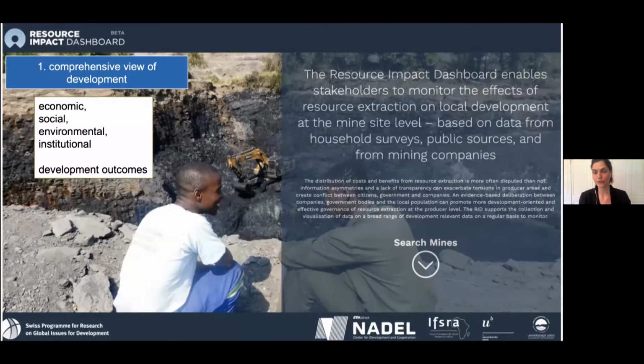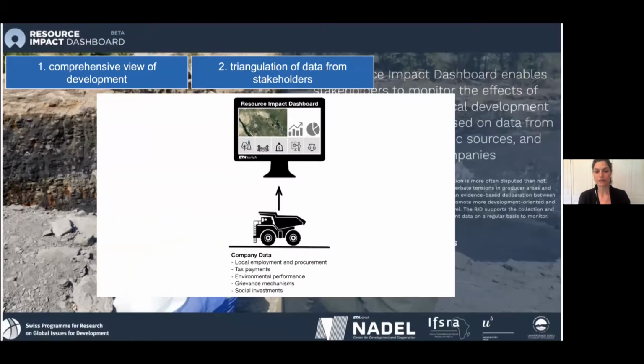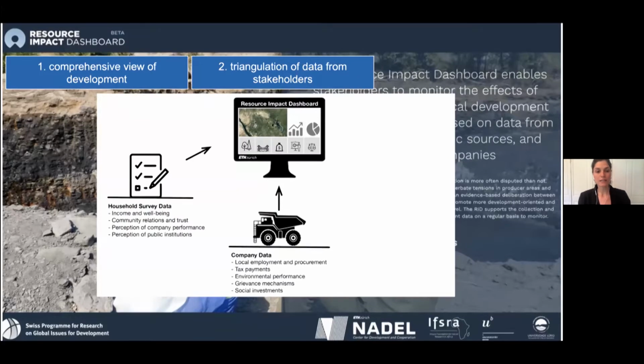it measures and monitors. Secondly, it triangulates data from different stakeholders. So that means basically that, first of all, companies insert their monitoring data on different things, for example, on local employment, as well as local procurement or tax payments, and also on their grievance mechanisms and on social investments they make. Then secondly, there is data from household surveys that are done with the communities living close to a mine.